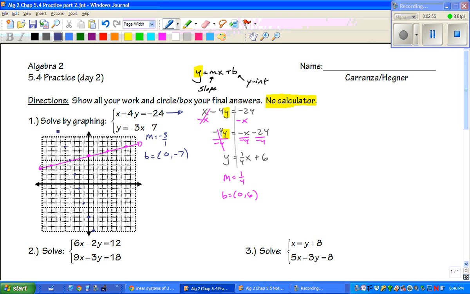Getting my ruler all set to draw my line. That's where they meet. And so our answer for that is negative 4, positive 5.